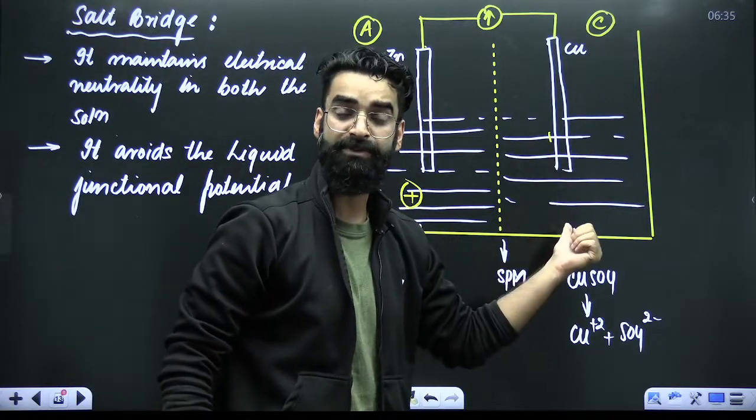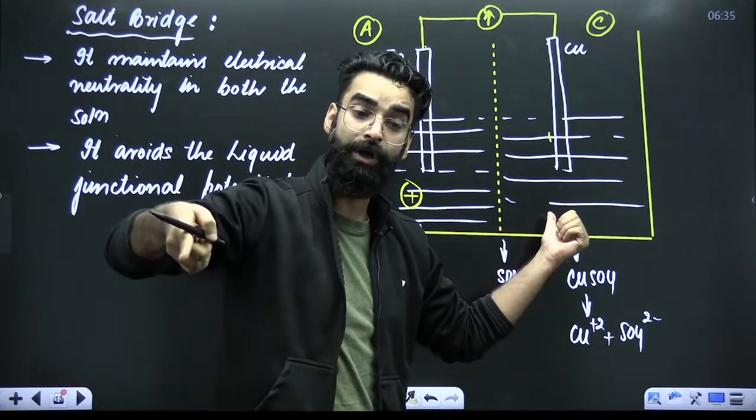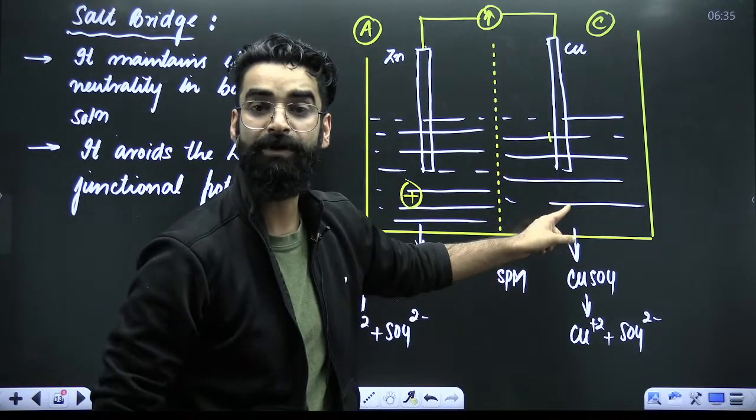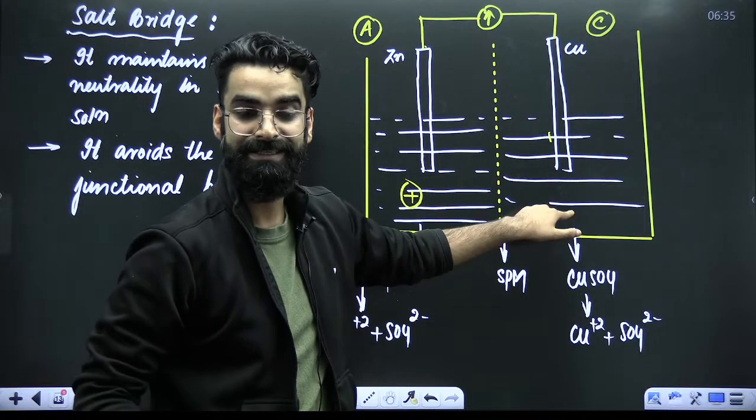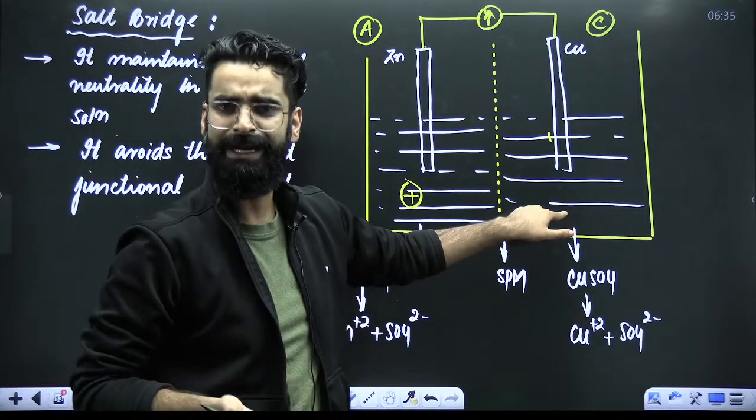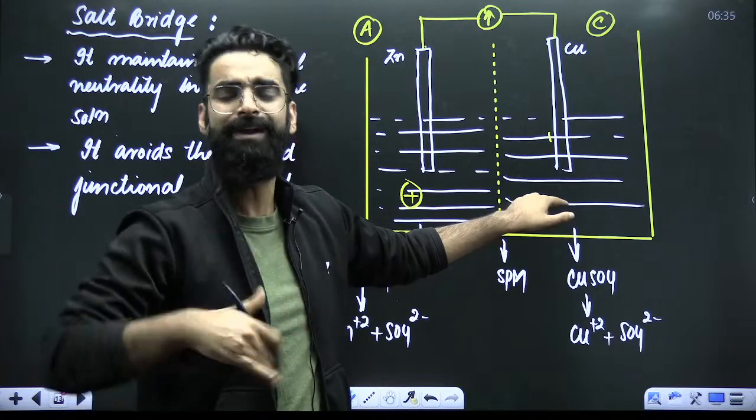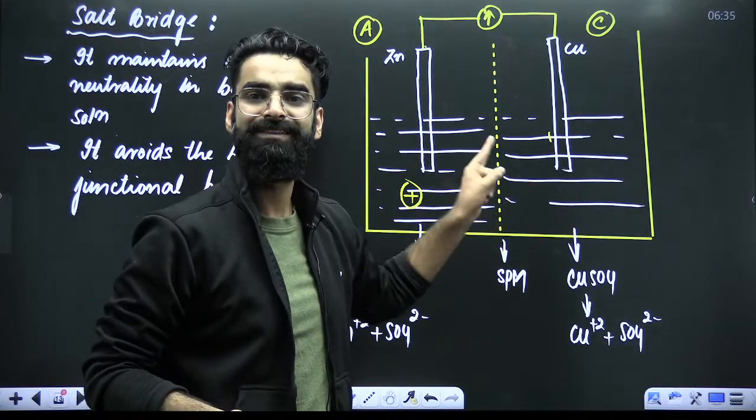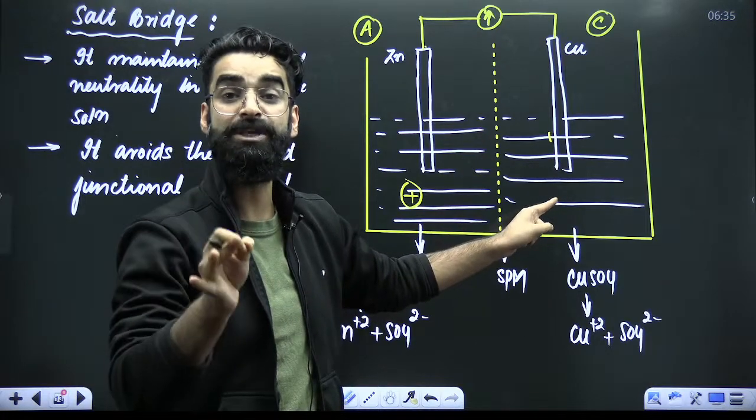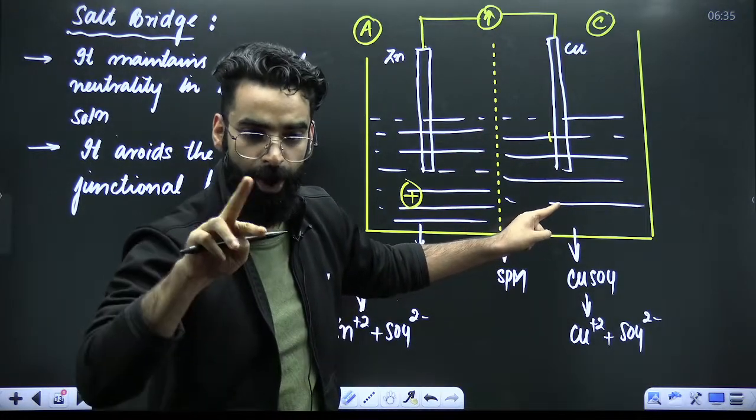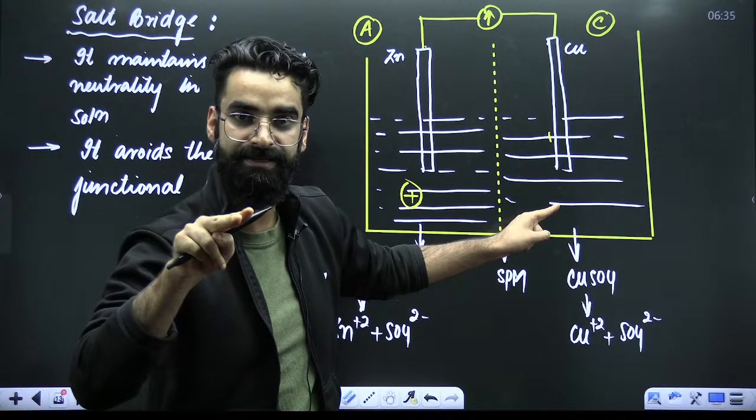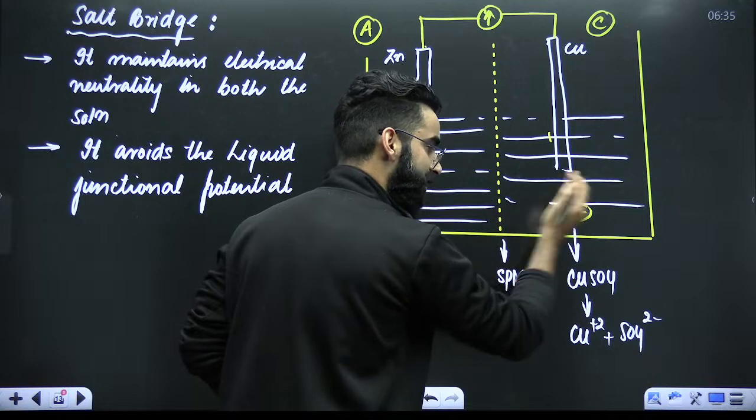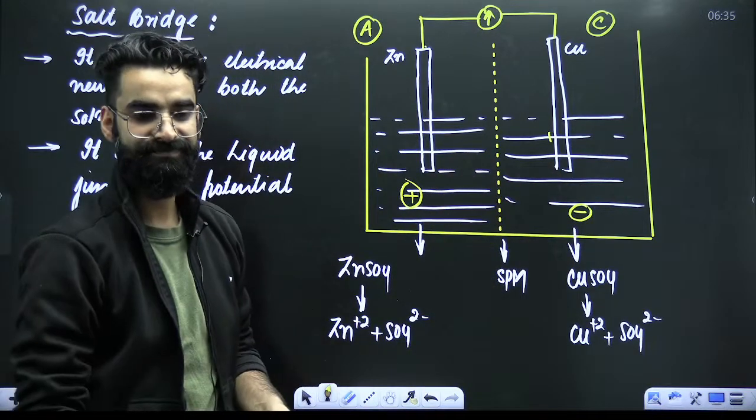Similarly, Cu2+ in the right chamber is going to collide with the rod. It's going to take electrons from the rod and get converted into solid Cu. That solid Cu will get deposited on the rod. But what happened to the number of Cu2+ ions in the solution? Since Cu2+ ions are getting reduced, they are taking electrons from the rod, getting converted into solid Cu, which is deposited on the rod. So I would say this right chamber will become Cu2+ deficient. Already there were equal numbers of cations and anions. Now cations will be less.